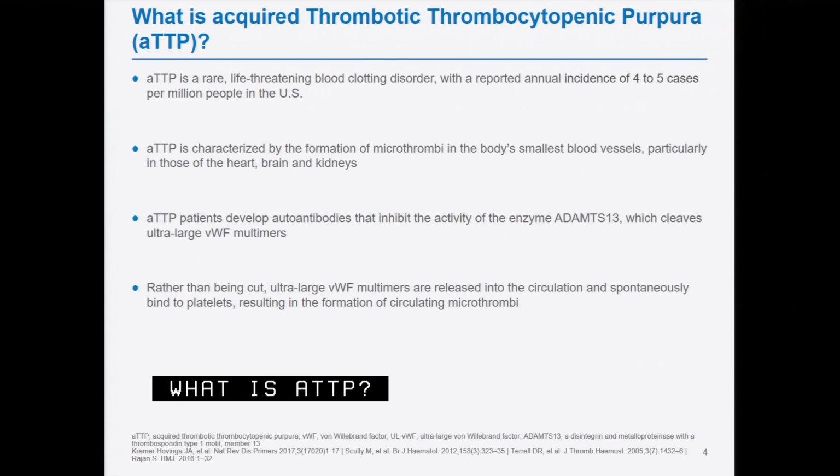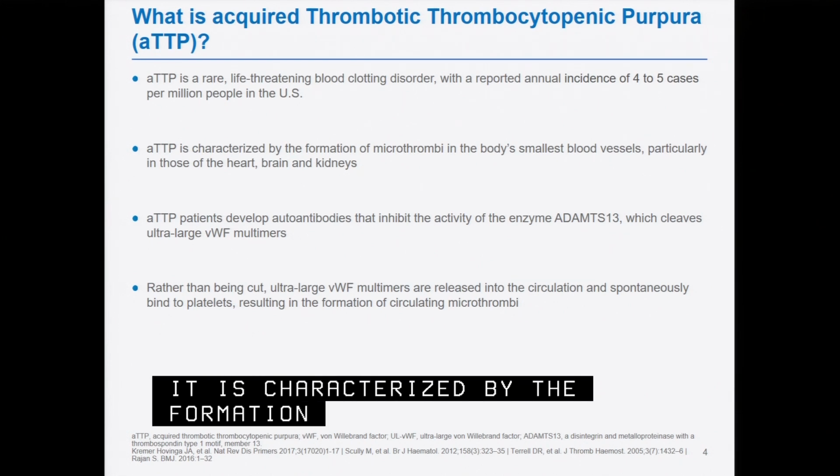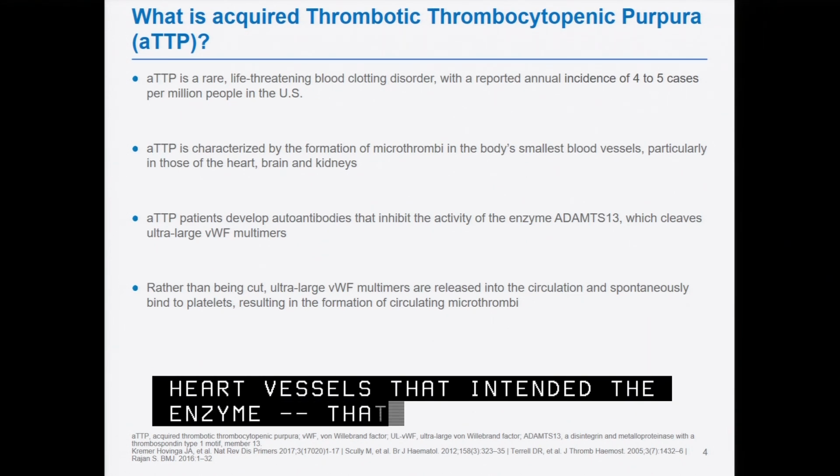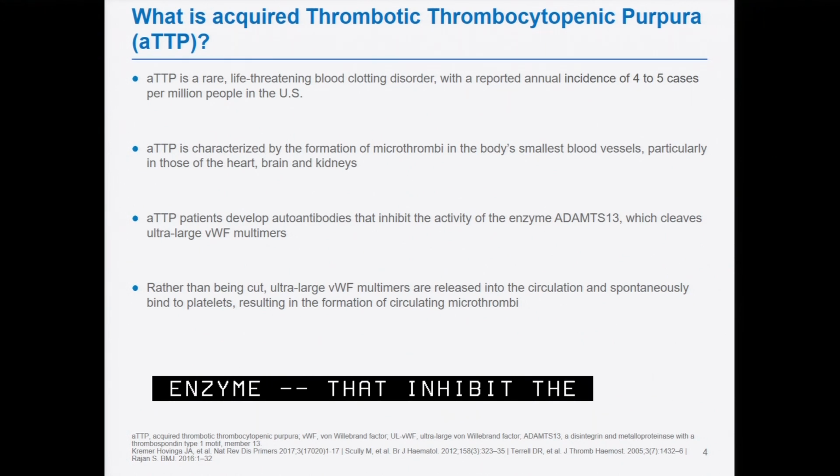aTTP is characterized by the formation of microthrombi in the body's smallest blood vessels, particularly those in the heart, brain, and kidneys. Patients develop autoantibodies that inhibit the enzyme called ADAMTS13, which cleaves ultra-large VWF, or von Willebrand factor multimers.